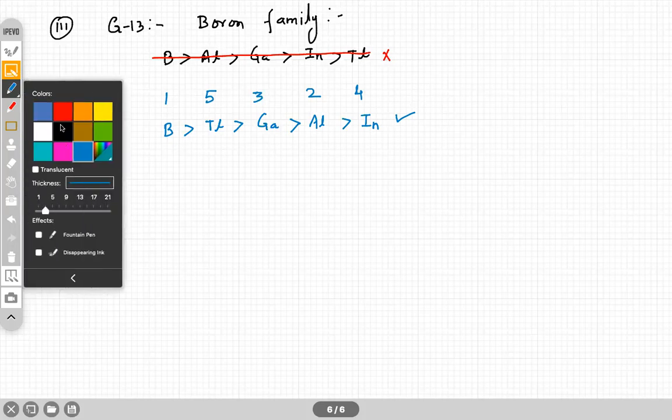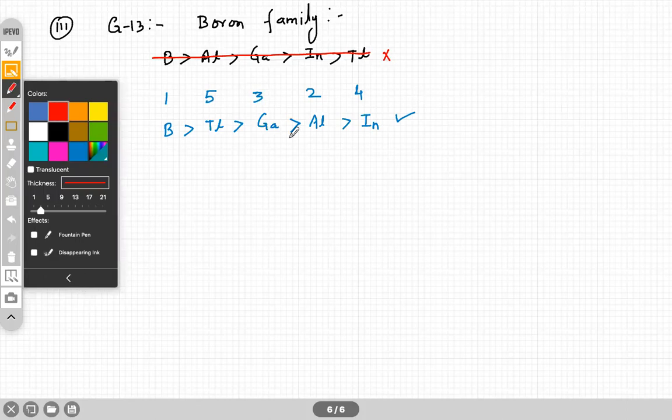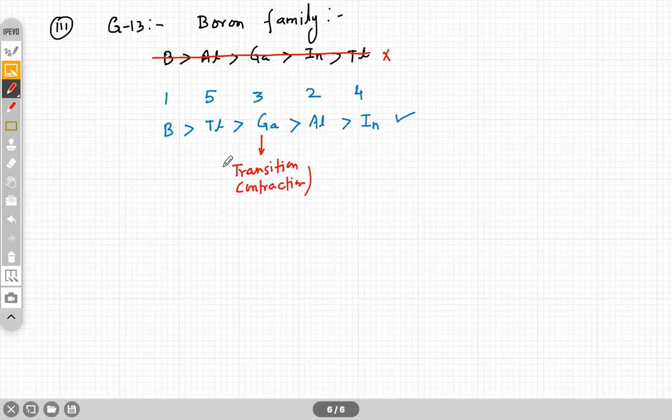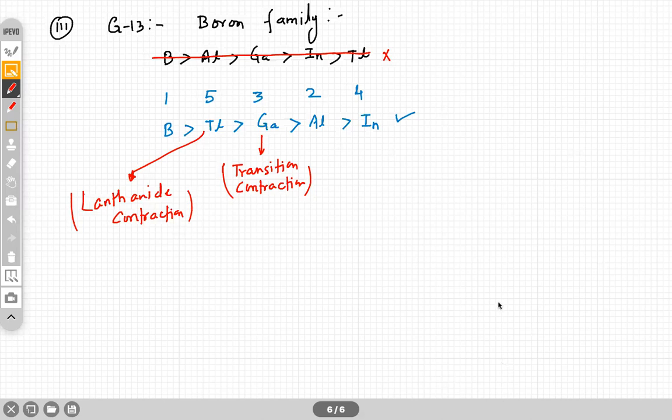Why do we have this trend? This gallium is more because of transition contraction, D block elements. Thallium is more because of lanthanide contraction. Size decreases and hence ionization energy increases. So this is what you have to memorize here.